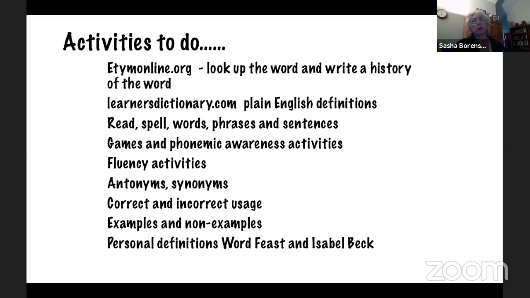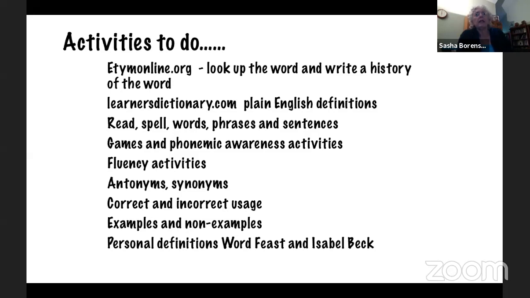So things to do. This is a checklist. You can use etymonline.org. I love etymonline.org. You can learn about the history of words and where they came from and what the parts mean. And the man who created this, I don't remember his name, but I saw him at one of those seminars. Pete Bowers? The guy who does Etymonline is a friend of Pete Bowers. Is it Doug something? I think it is. Anyway, it is a fabulous site. It is fabulous. So use it.